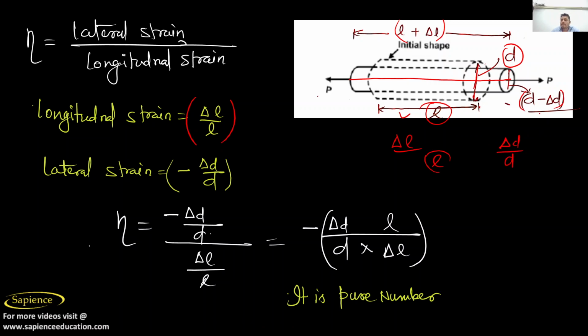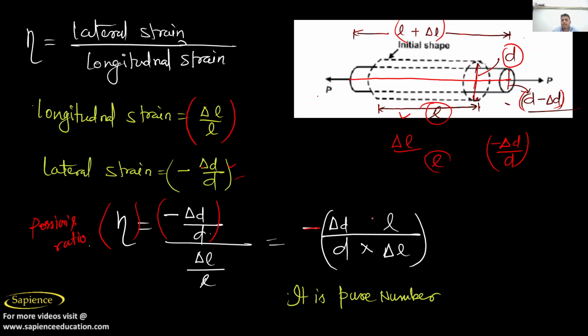But the delta D is negative because it is being reduced, so we need to put here minus delta D by D. Now what is Poisson's ratio? So Poisson's ratio is your longitudinal strain by lateral strain. Sorry, lateral strain by longitudinal strain. So our lateral strain is minus delta D by D divided by delta L by L.